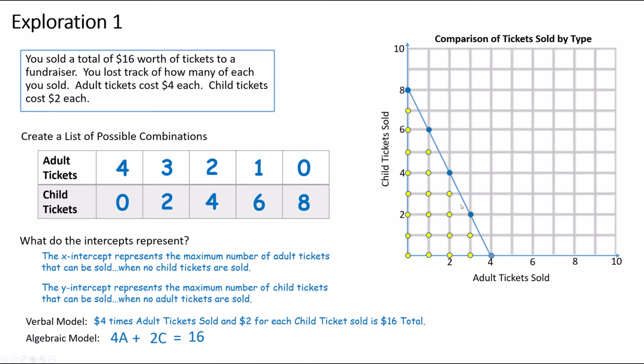Remember, our line here represents everything that would cost exactly $16. Everything that's underneath our line, or I should say that's trapped in this section between our line and the y-axis and the x-axis, all of these are possible combinations of tickets that you could have sold if you have less than $16. So for example, I might have sold 2 adults and 1 child. Well, that's $8. This would be $9. Everything that's over here on the right, these are numbers of tickets that I could not have possibly sold unless I had more than $16. Does that make sense? Tell you what, let's try another one.